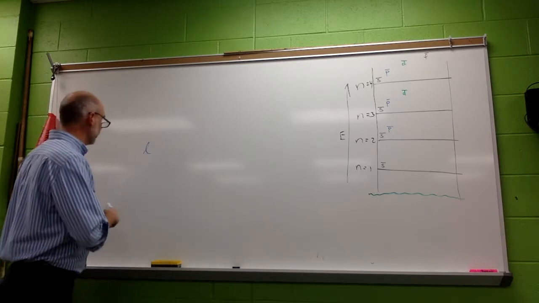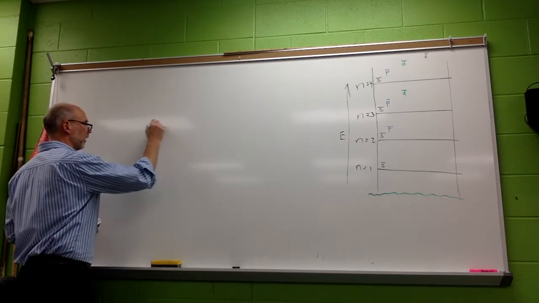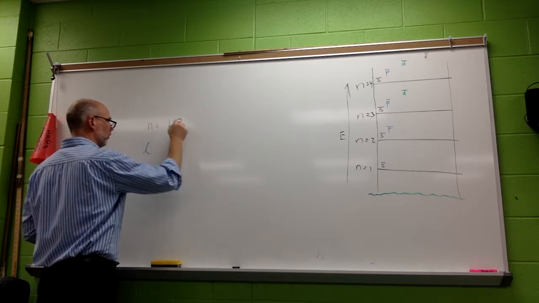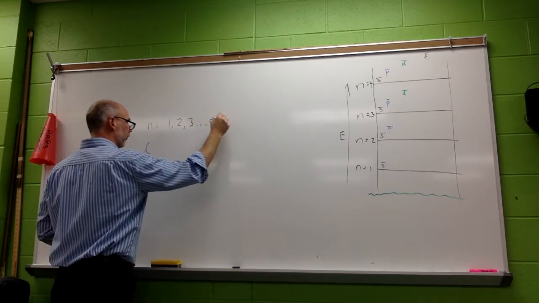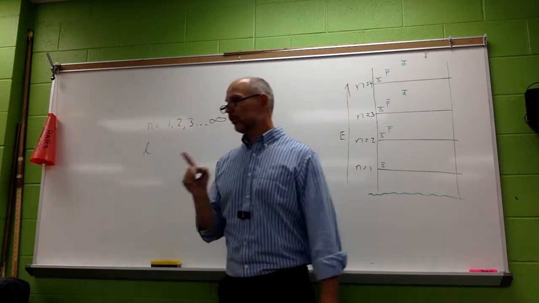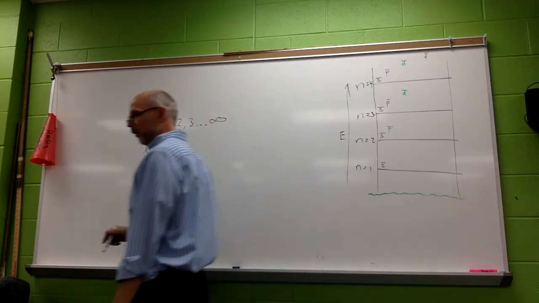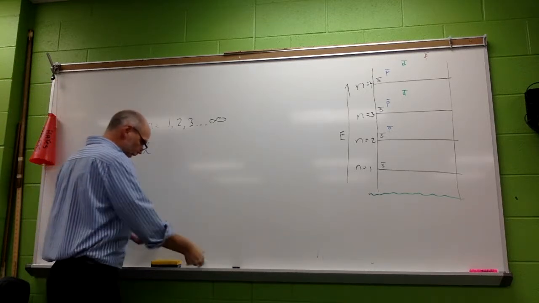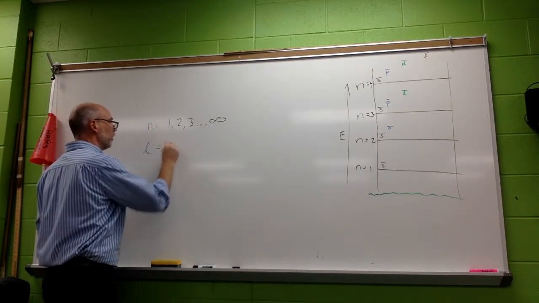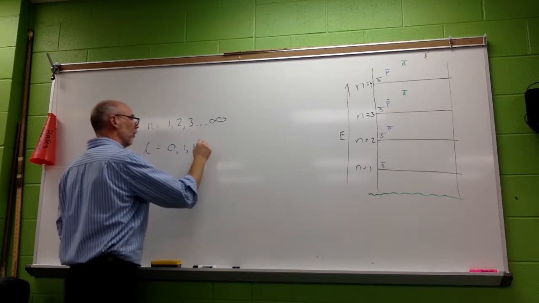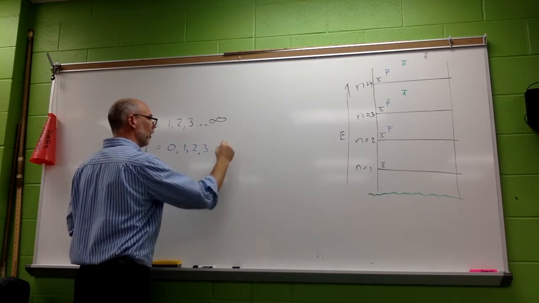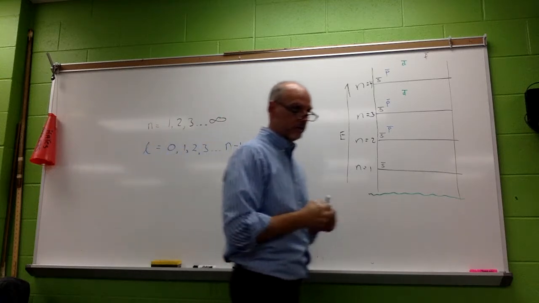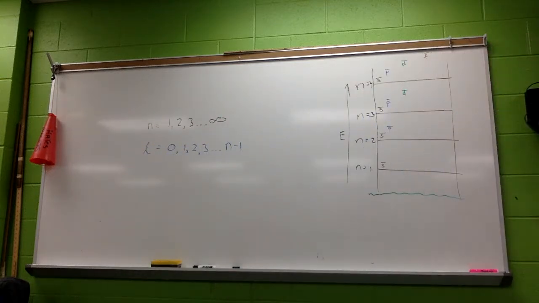Now, we've already done n, where we said that n can equal 1, 2, 3, through infinity. The possible values for L are as follows, and this is inclusive: 0, 1, 2, 3, through n minus 1. I'm going to go through some examples, so don't get too distraught yet.